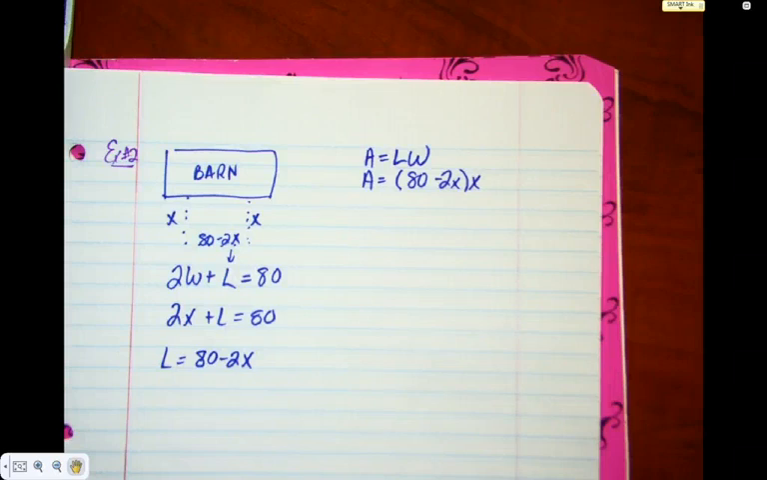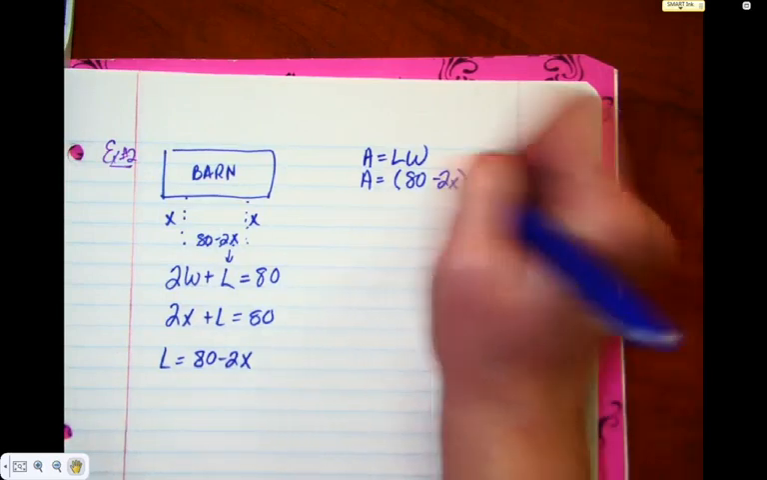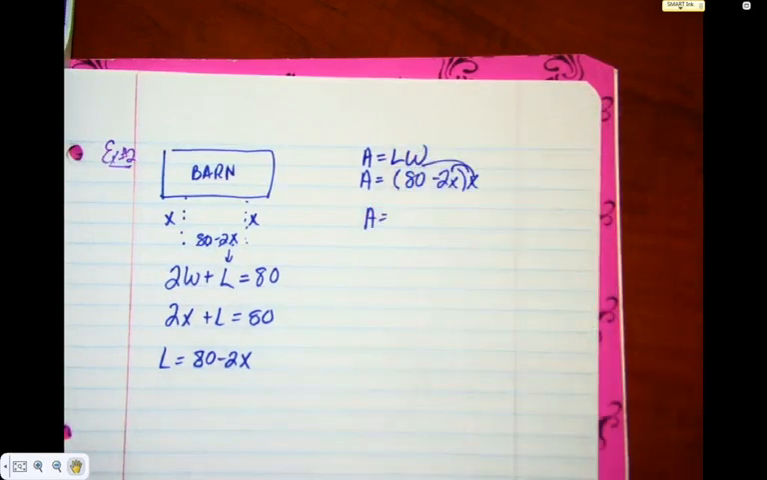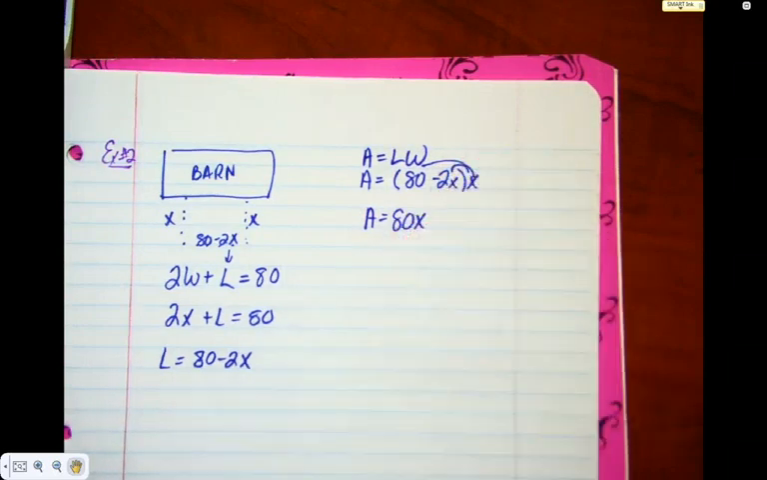Okay, look back at the last example. The numbers are different, but the steps are the same. What did we do in the last example? We distribute that X. So again, if you don't like it at the back, you can move it to the front, whatever works best for your brain. 80 times X, negative 2X times X.